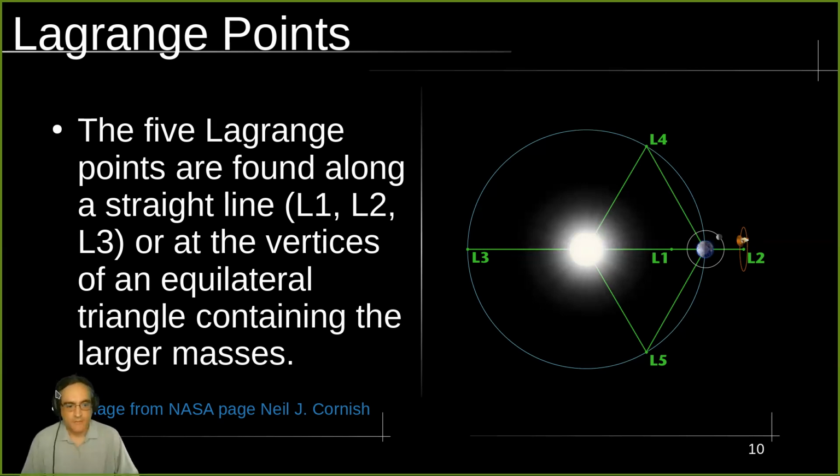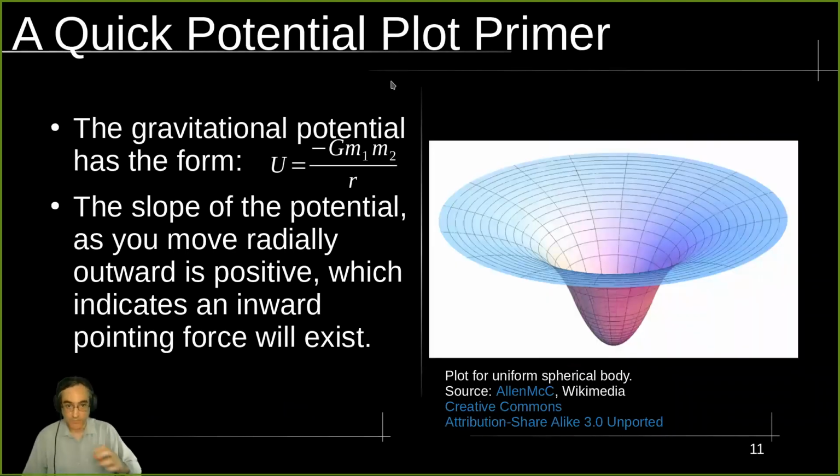Right, the L4 and L5 points are a bit harder to understand what's going on, so we're going to change the point of view on this. So far, we've talked in the language of forces. You can also think about what's happening with the potential energy to understand how an object would move. And this right here is just a plot of the gravitational potential around a uniform spherical body. And you can see it's coming up towards some constant value, and it drops as you come in towards the central body.